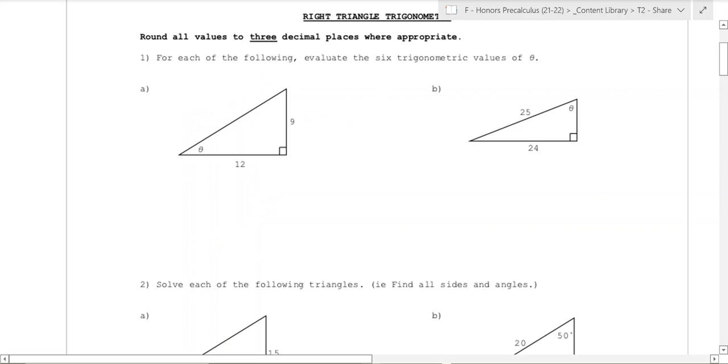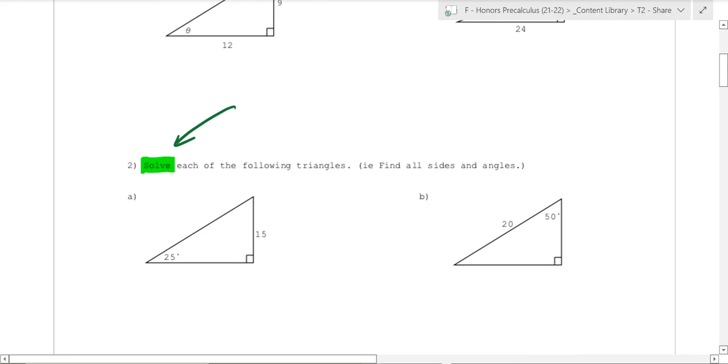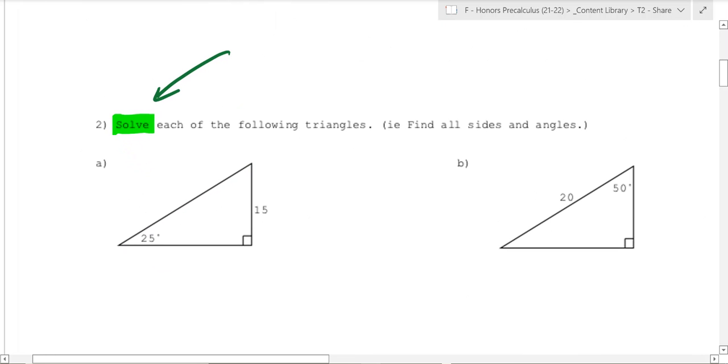So what does it mean when it says solve each? What does solve mean in the context of this question? Do you remember what that means, Jax? Yeah. Find the opposite sides. Find the what? The sides that are blank. Find the what? Sides and angles that are blank. Sorry, that's what you said, blank. Yeah. So find the missing sides and angles.